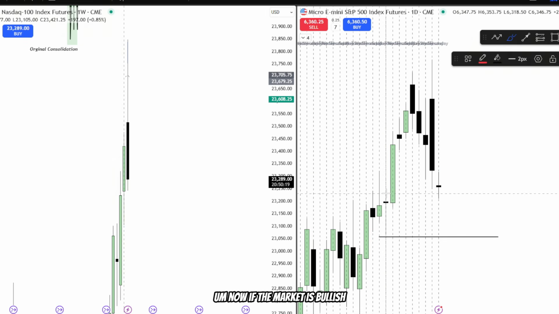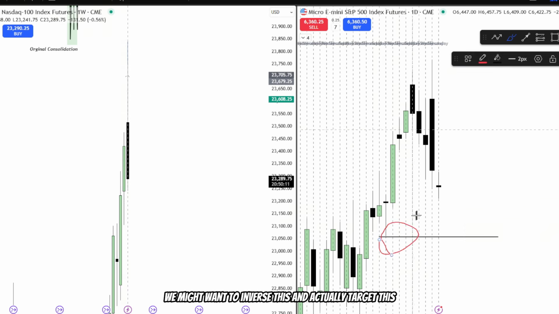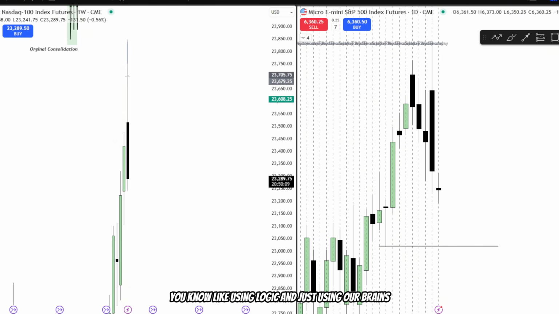Now, if the market is bullish, it'll respect this fair value gap, but based off this strong candle body closure after sweeping this ERL, we might want to inverse this and actually target this, right? And of course, using logic and just using our brains, we can think of, okay, fundamentally, tariff news is dropping tomorrow about Canada, right? Trump is talking a lot. There's a lot of news, so there might be a strong chance that we actually dump.